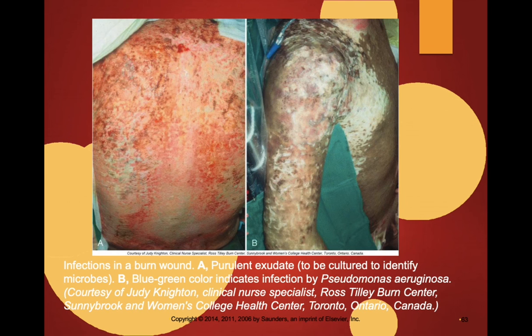And here you can see are just a few examples. Infections in a burn wound. On the left-hand side, there ends up being a little bit of a purulent exudate, which can be cultured to identify if there's any microbes there. In B, there's some blue greenish over here that indicates an infection by Pseudomonas aeruginosa. Okay. And sometimes that can create that gaseous necrosis.